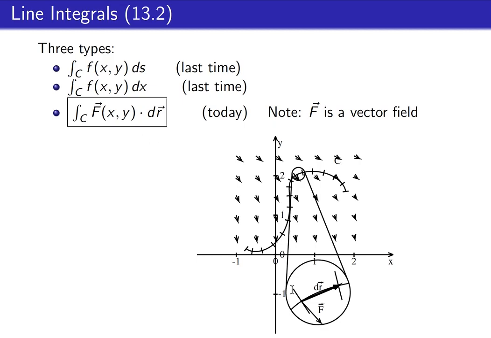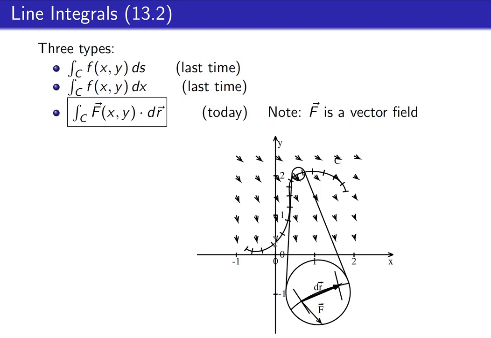dot it with dr. What is dr? dr is this vector like this. So it looks like ds. ds goes from this point to this point, but ds is a scalar. ds is a distance, whereas dr is a vector. It goes from here to here. And you take the dot product of F and dr. That's going to give you a scalar.